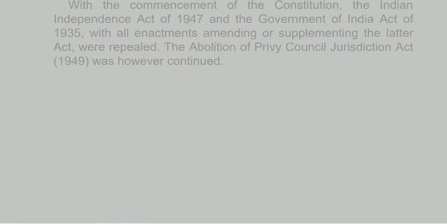With the commencement of the Constitution, the Indian Independence Act of 1947 and the Government of India Act of 1935, with all enactments amending or supplementing the latter Act, were repealed. The Abolition of Privy Council Jurisdiction Act 1949, however, was continued.